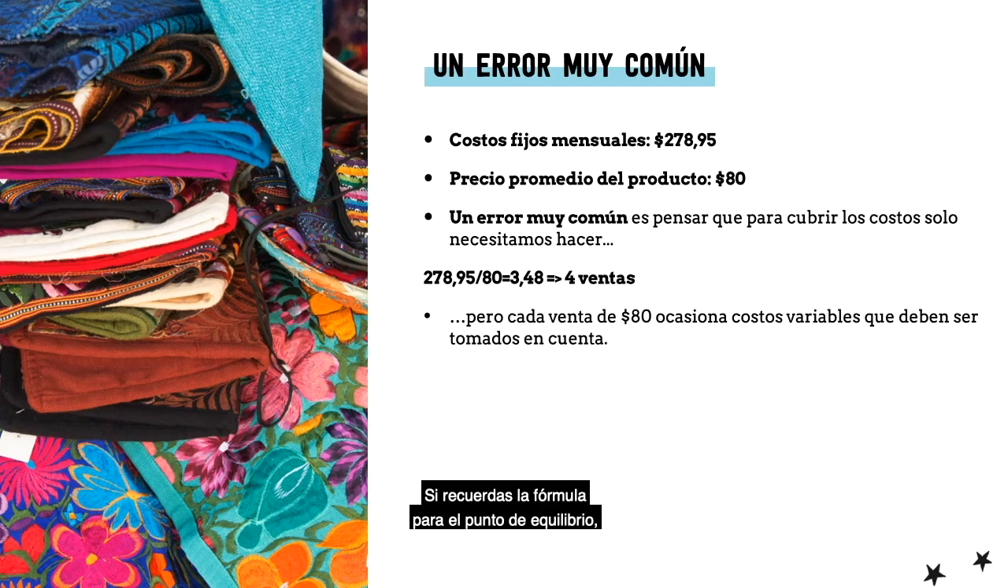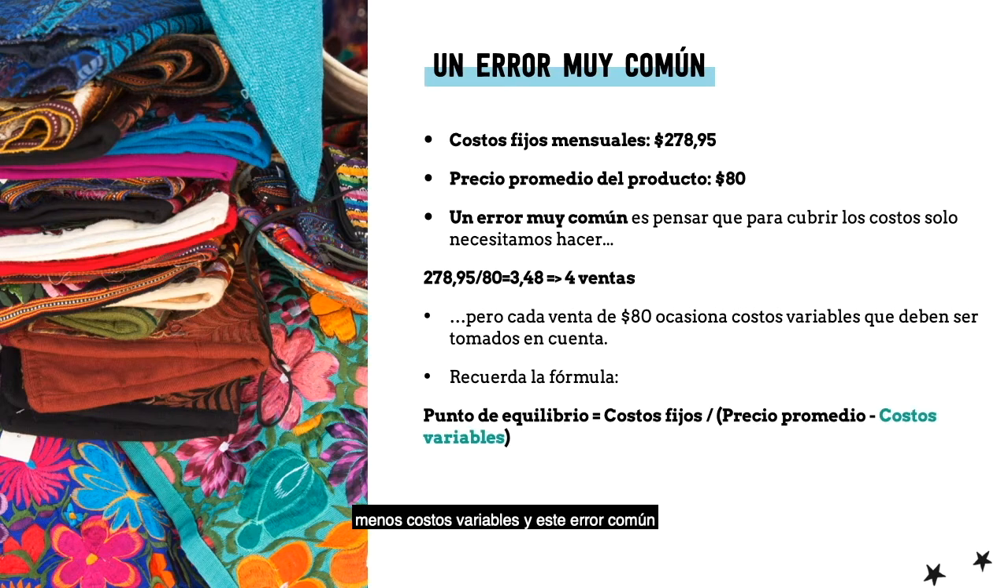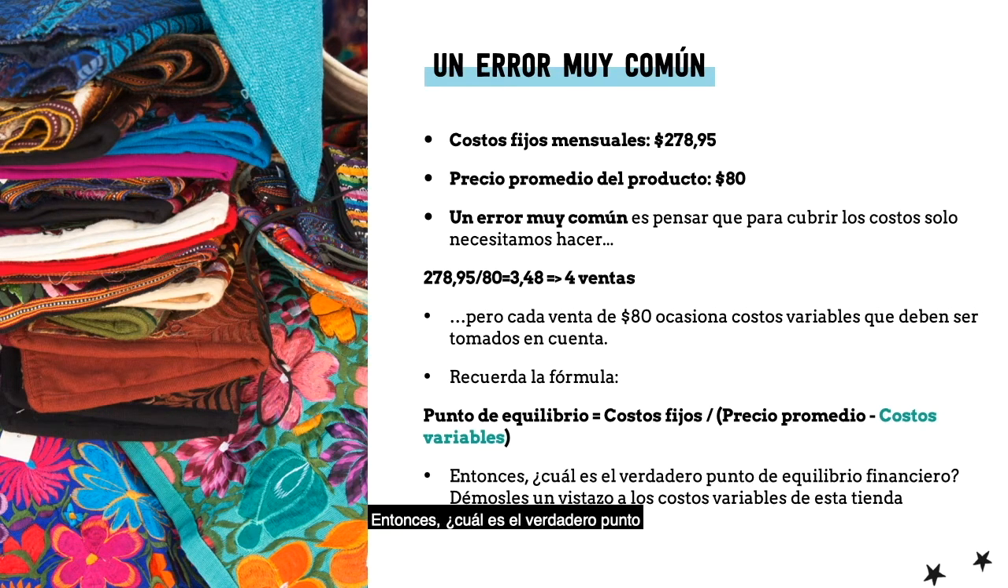If you remember the formula for the break-even point, it's fixed cost divided by the average price minus the variable cost. And this common error forgets about the variable cost. So what is the real break-even point for this business then? Let's take a look at the variable cost for this shop to be able to answer that.